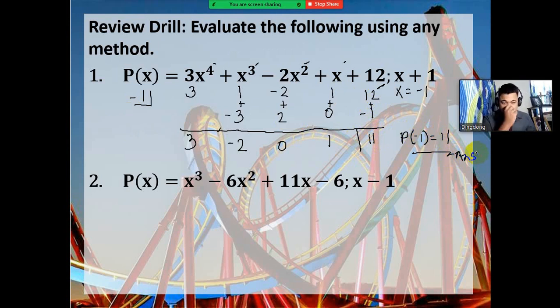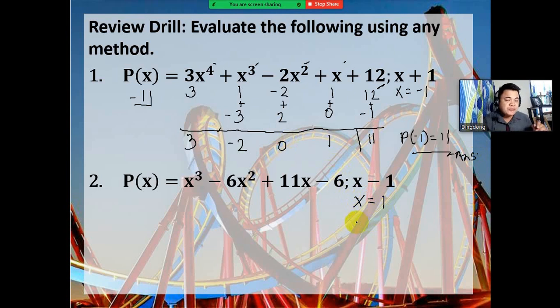Next, let's have number 2. I hope that you are able to follow this one. Then number 2, we have P of x equals x cubed minus 6x squared plus 11x minus 6. And our divisor is x minus 1. So we have to solve this one. Okay, x equals positive 1.